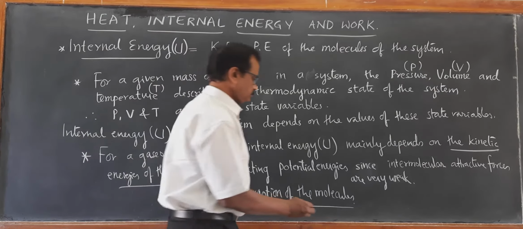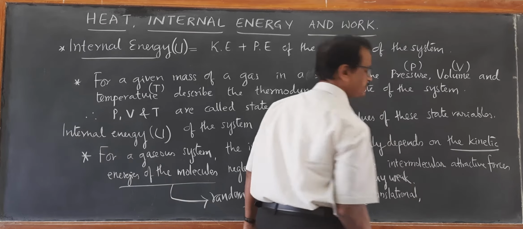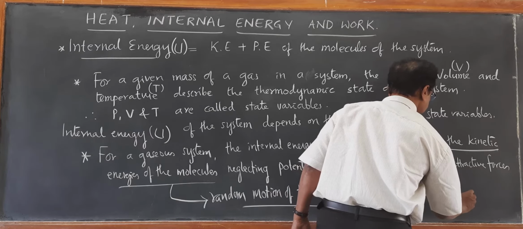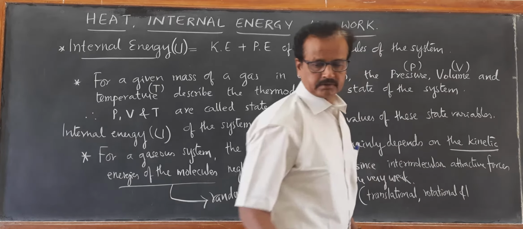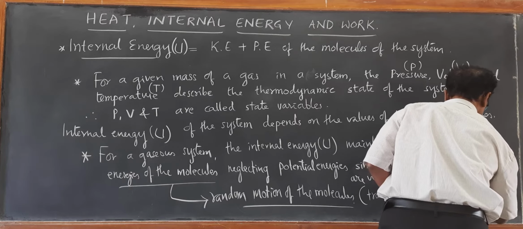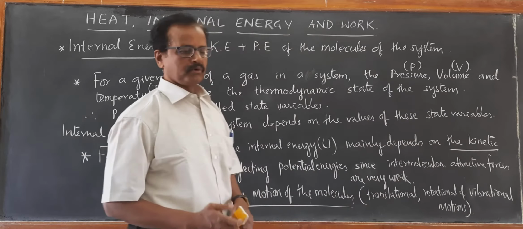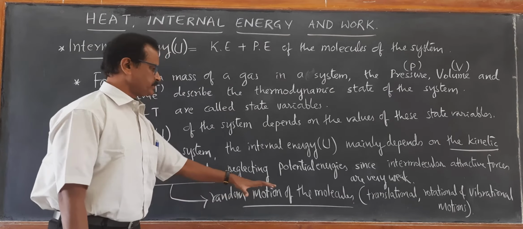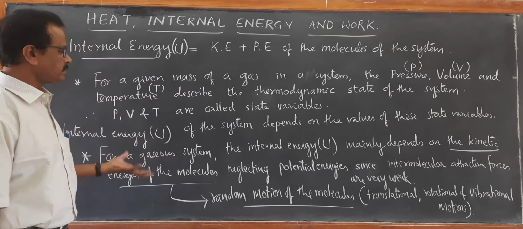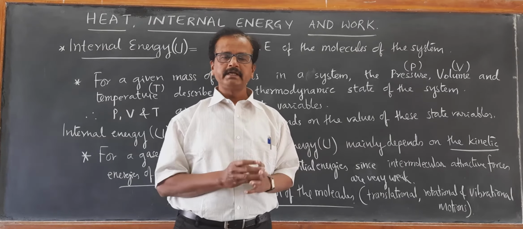So mainly translational motion of the molecules, rotational motion of the molecules, and vibrational motion of the molecules. These three types of motions contribute to random motion of the molecules, which in turn leads to an increase in the kinetic energies of the molecules, and thus to the value of internal energy of that system of molecules. Okay, this is about internal energy.